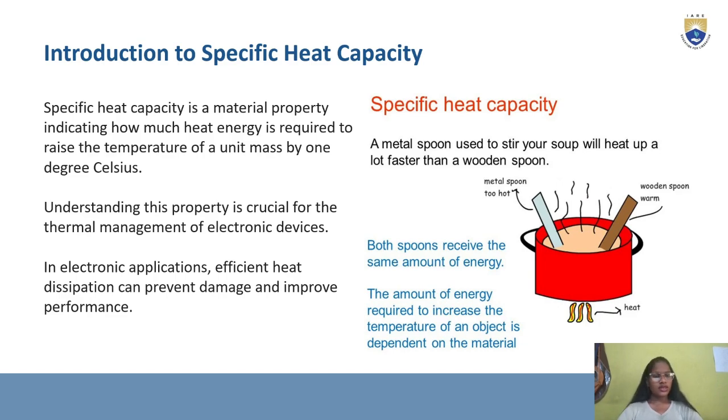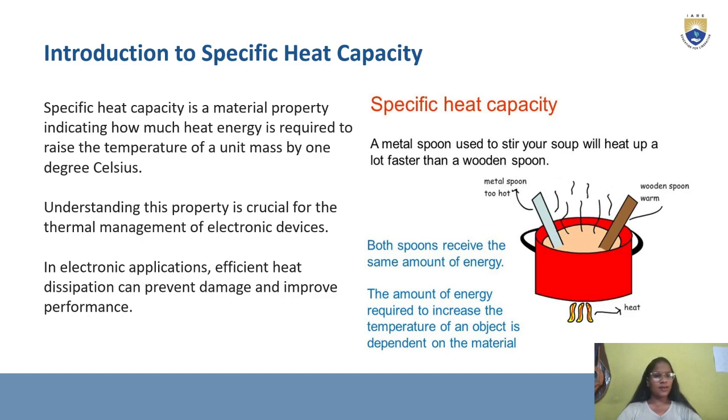Introduction to specific heat capacity. Specific heat capacity is a material property indicating how much heat energy is required to raise the temperature of a unit mass by 1 degree Celsius. Understanding this property is crucial for the thermal management of electronic devices. In electronic applications, efficient heat dissipation can prevent damage and improve performance.